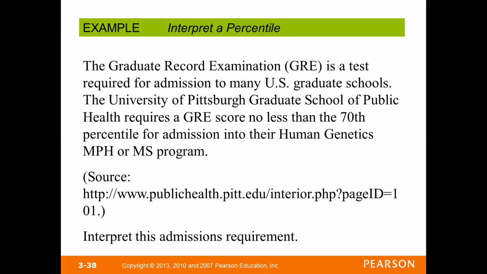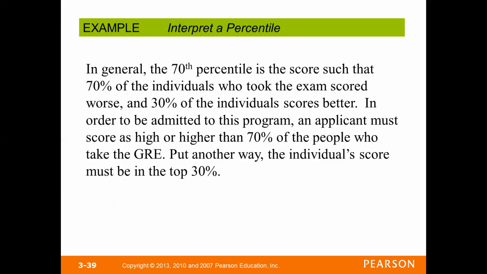So let's interpret a percentile. The GRE is a test for admission to many grad schools, and the Graduate School of Public Health requires a GRE score no less than the 70th percentile for admission into their Human Genetics MPH or MS program. Interpret this requirement. What does the 70th percentile mean? That means that 70% of the people who've taken the test will score less than that value.